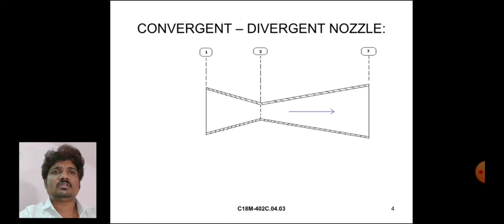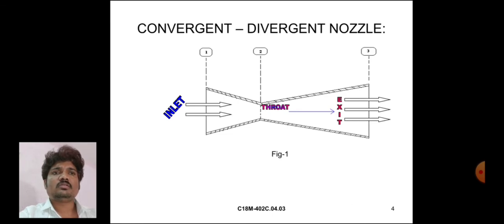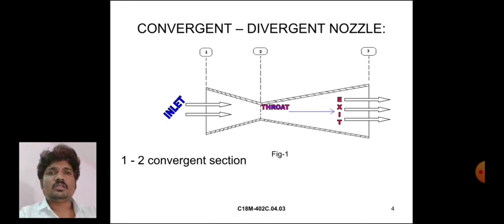Convergent divergent nozzles, as shown in this figure. Throat, inlet, fluid is flowing in at the inlet, entry, exit. In this nozzle, there is the convergent section. The starting part of this figure is the convergent section, then the throat section, then the divergent section.